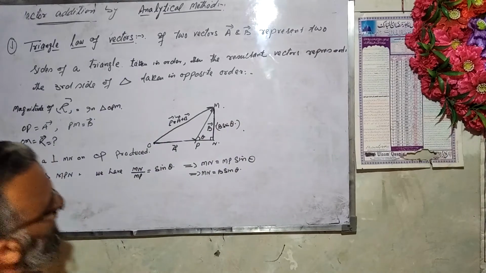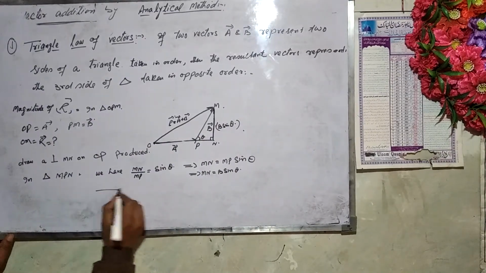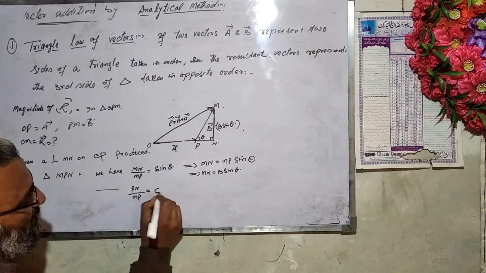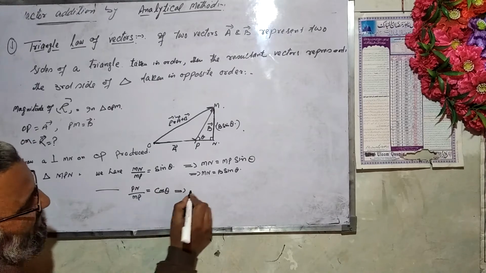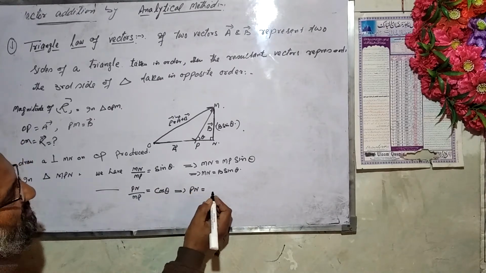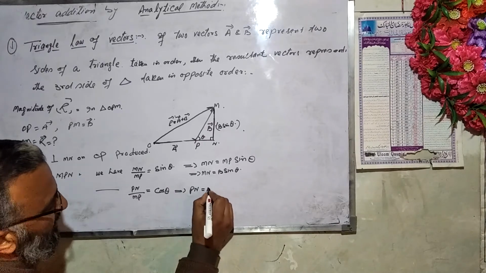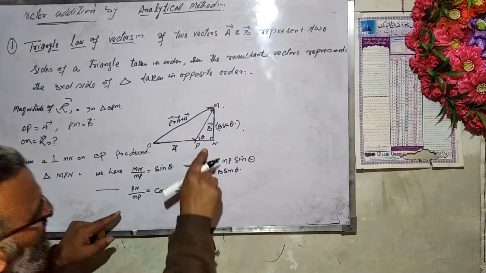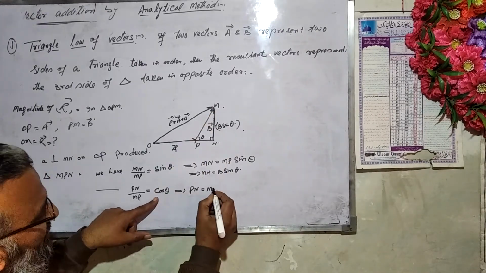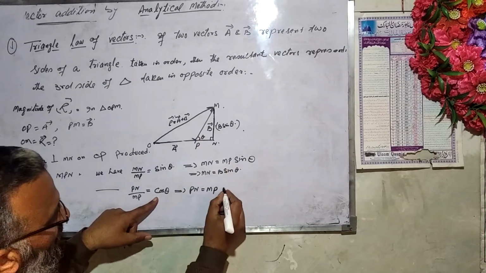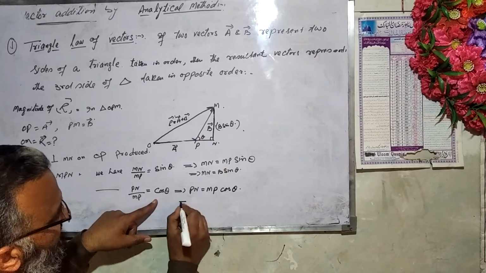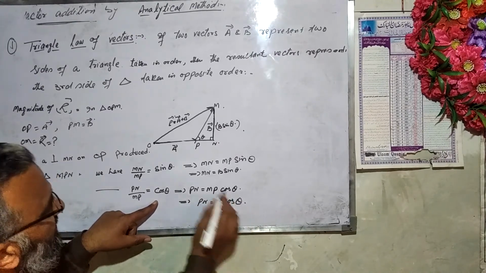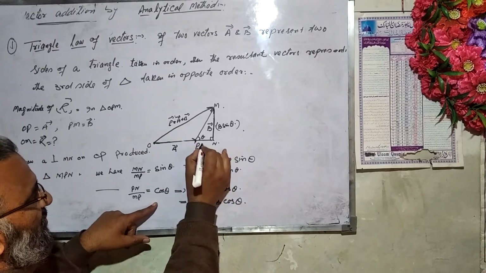अब चलिए MPN की तरफ चलते हैं. सो PN, we have PN by MP is equal to cos of theta, which implies PN is equal to MP cos of theta. MP इधर आएगा तो that is MP cos of theta, which says that PN is equal to B cos of theta. So this PN is equal to B cos of theta.